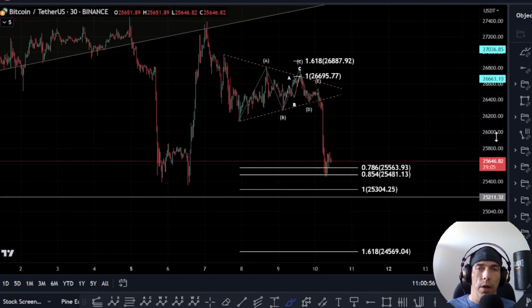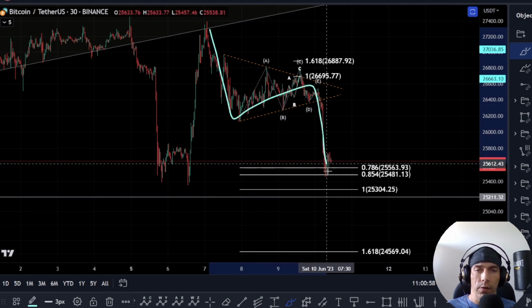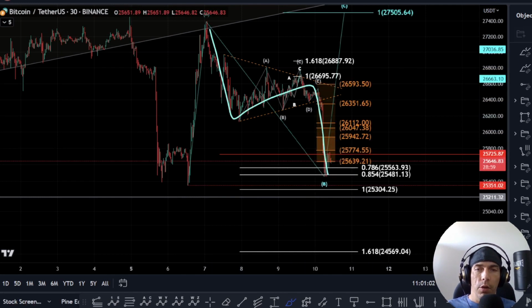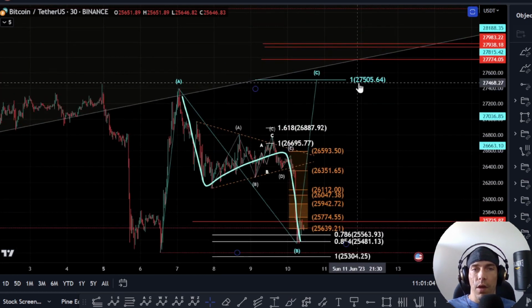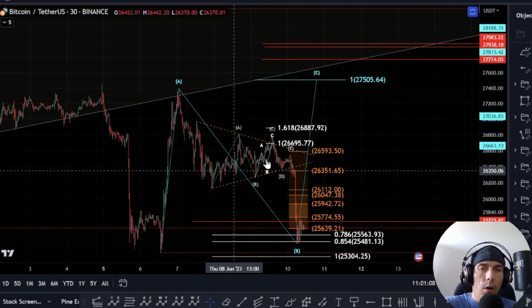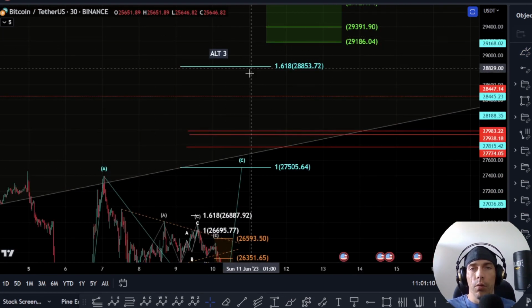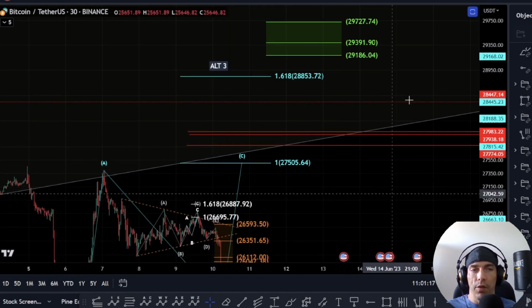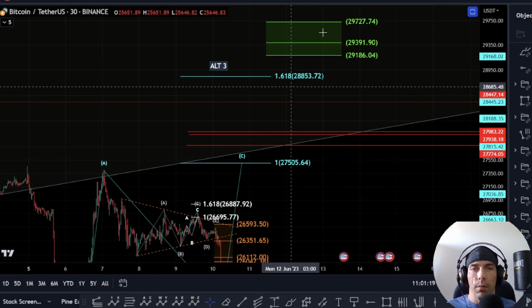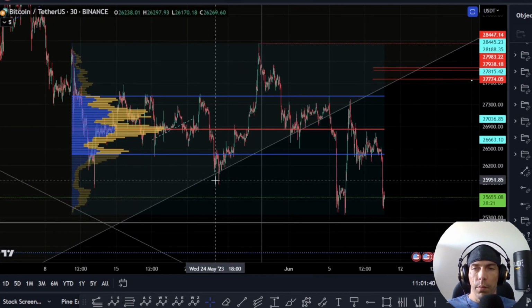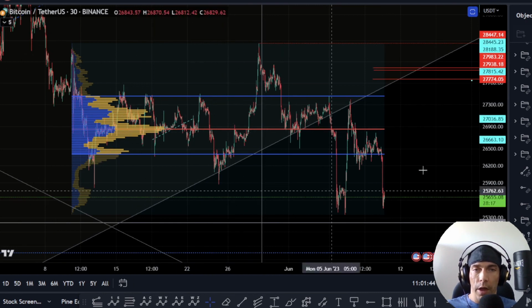Now, if this is a triangle here and this is A, B, and C, and we've completed that move there, then that ties into that idea that we could actually still see a C wave to the upside towards this 27,505 area, or alternatively this third wave up towards this 28,853. So I will be keeping an eye on these levels. If we do see price move to the upside here, potentially we could come and look to revisit some of these levels. So just having a look at some areas as ranges, our local area here.